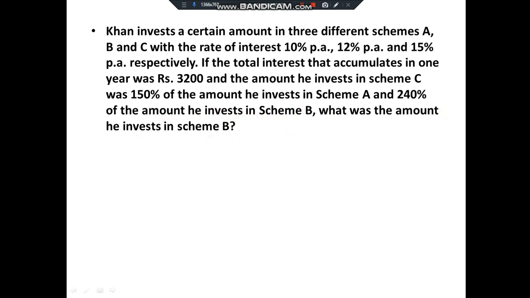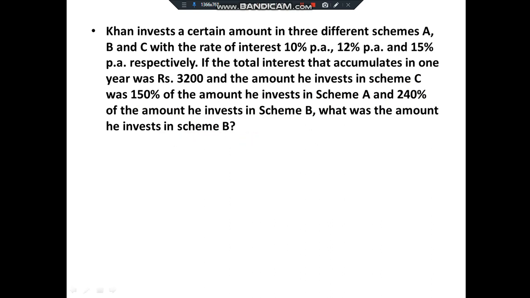So the first statement I hope you understood, but the total principal is not given, instead total interest is given. Okay, and the second statement, the amount he invests in scheme C was 150% of the amount he invests in scheme A. So C is equal to 150% of A and 240% of the amount he invests in scheme B. That means scheme C is equal to 240% of scheme B. Okay, so you got two statements. Read the question once again so you get to know what I said. C is equal to 150% of A and C is equal to 240% of B. Okay, now we'll have to find how much he invested in scheme B.